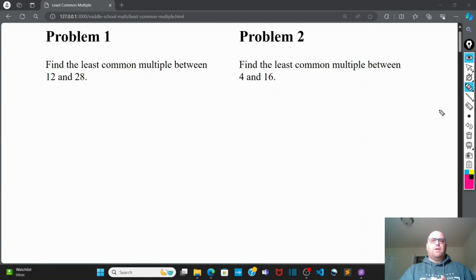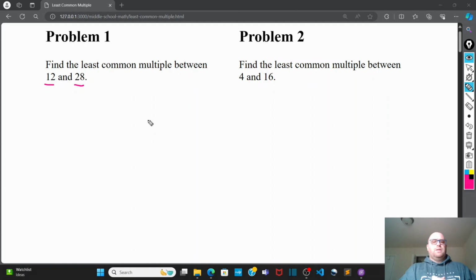In this video, we're going to look at finding the least common multiple between two numbers. So let's take a look at problem 1. In this problem, we are to find the least common multiple between 12 and 28. There's a couple different ways we could do this.